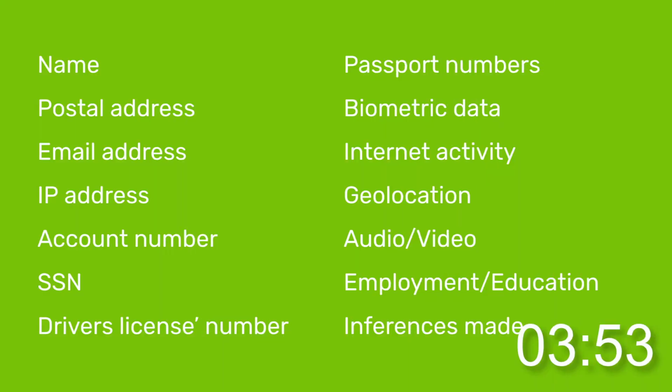Personal data is essentially any piece of identifiable information that can be used to identify a person. Things like names, postal addresses, email addresses, IP addresses, account names, social security numbers, driver's license numbers, passport numbers, biometric data, internet activity, geolocation, audio or video, employment information, education information, and inferences made about the individual, things that you have concluded maybe based on an algorithm or something. And finally, anything else that can be used to identify an individual. So that's step one, figure out whether you have to be compliant and what data you have to be compliant with.